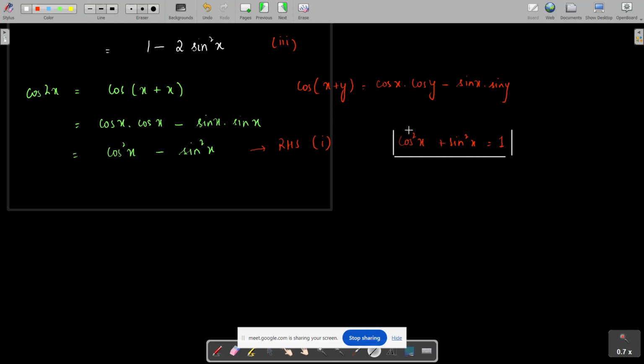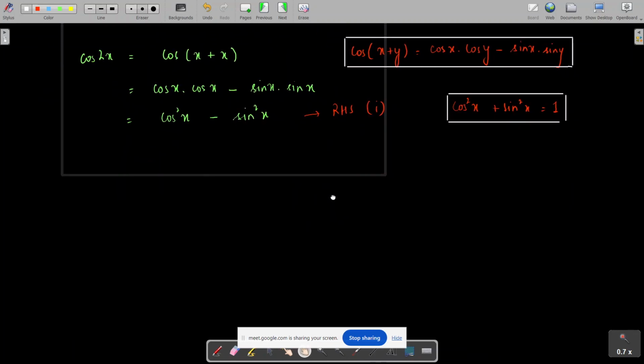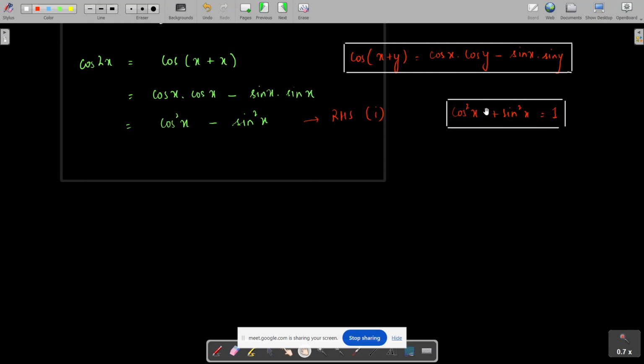Yeah. Okay. So we have to use this one. I think we take both of them. We will use this one. So tell me, what will be the value of cosine square x from this expression? 1 minus sine squared x. Exactly. So from here, cosine square x is 1 minus sine square x.